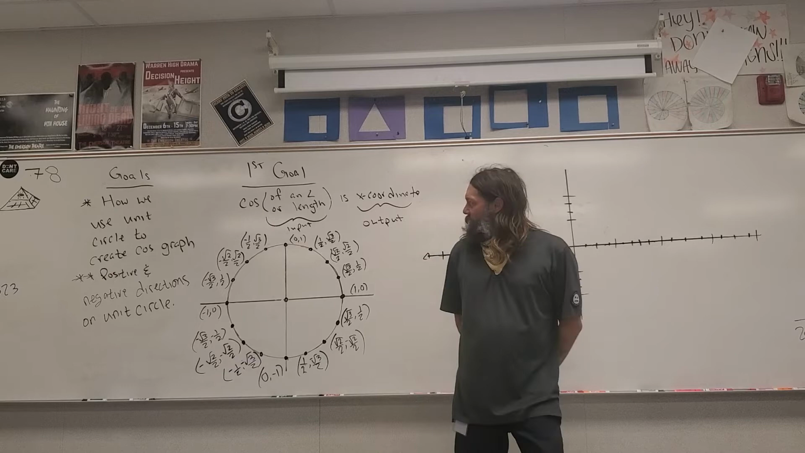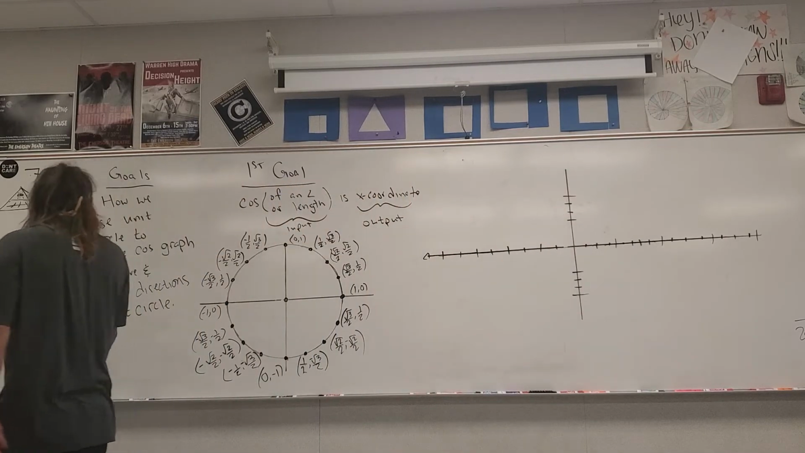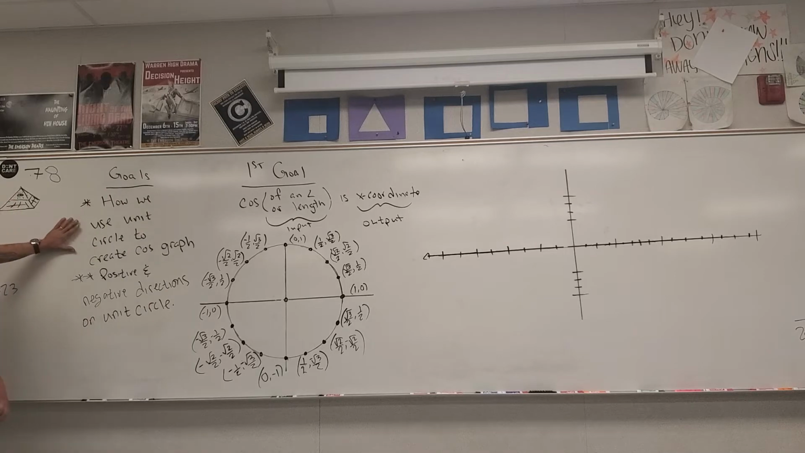So let's just go ahead and jump into our goals. We have two goals today. The first goal is how we use a unit circle to create a cosine graph. And our second goal is going to be positive and negative directions on the unit circle.